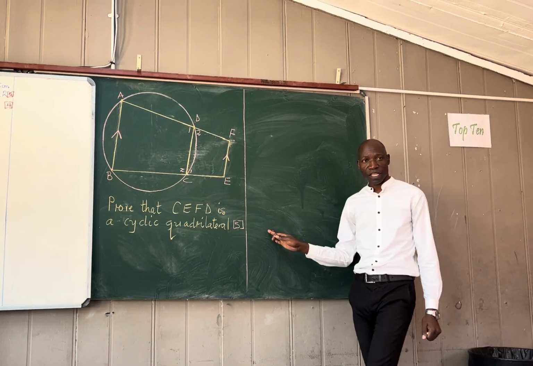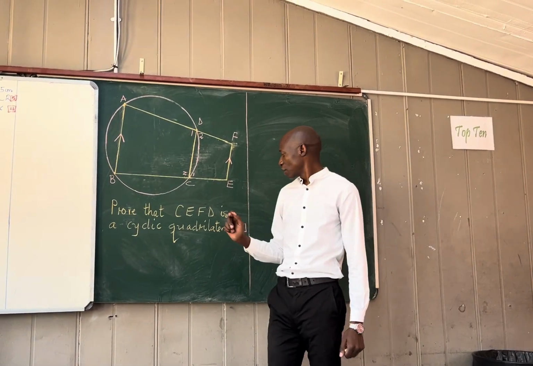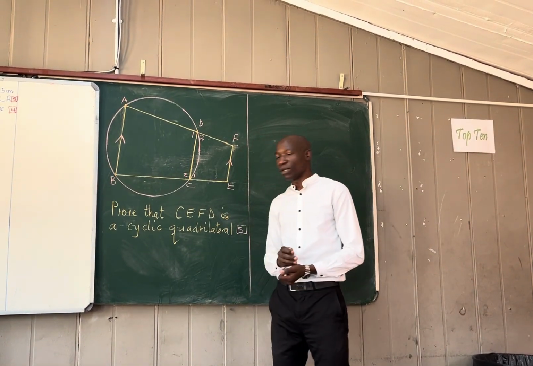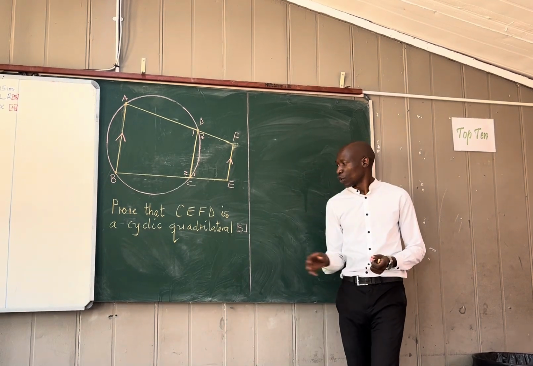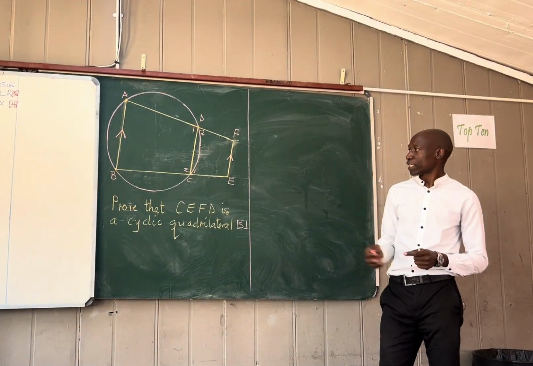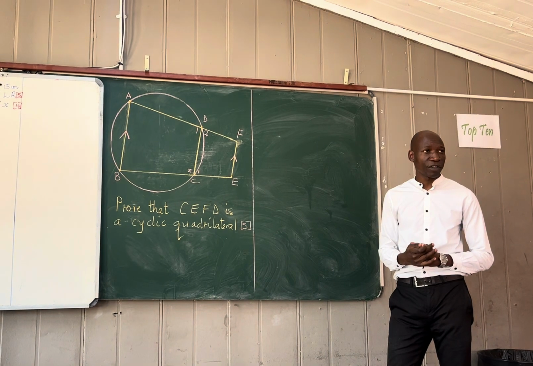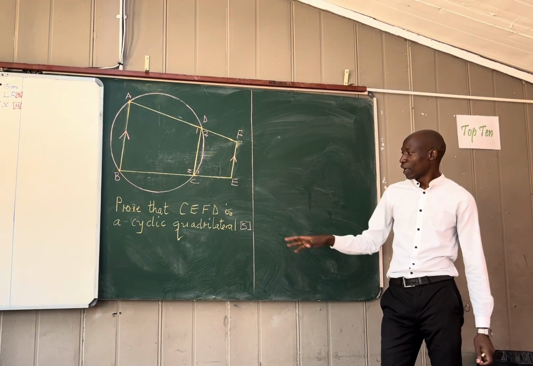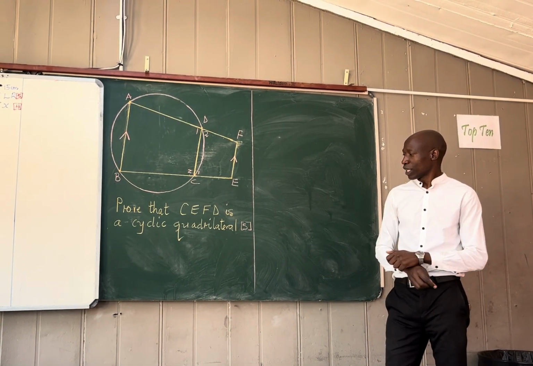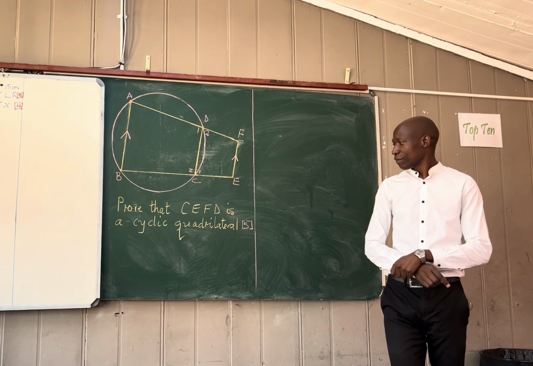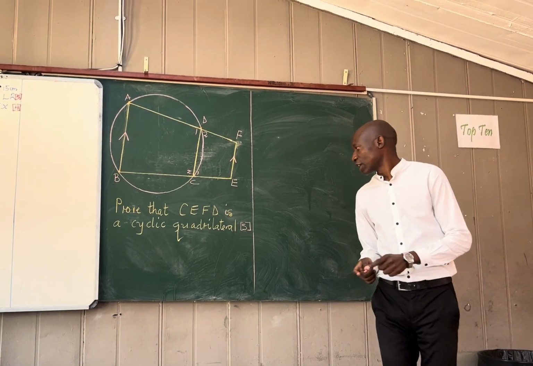And I have noted that the proof of a cyclic quad is more often misunderstood. So we want to highlight some of the features that we have here. With me here, I have a question which says: prove that CEFD is a cyclic quadrilateral.